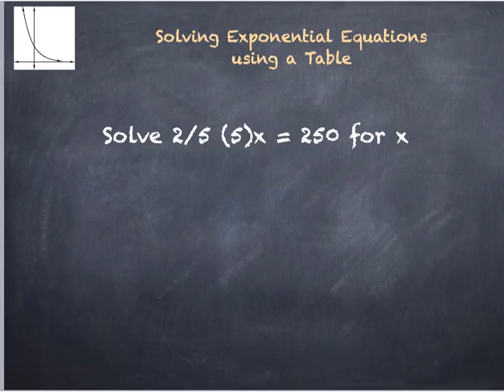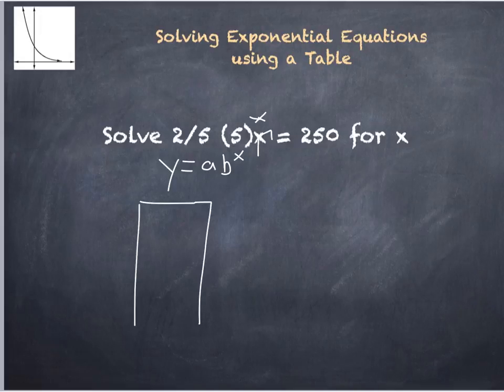So here we have 2/5 times 5 raised to the x power. It's supposed to be raised to the x power, not times x, equals 250. So again, remember our exponential formula is y equals a times b raised to the x power, where a is our starting point, right?